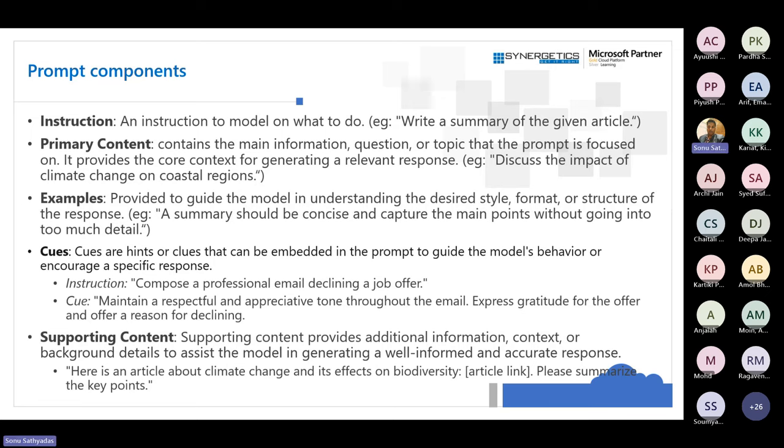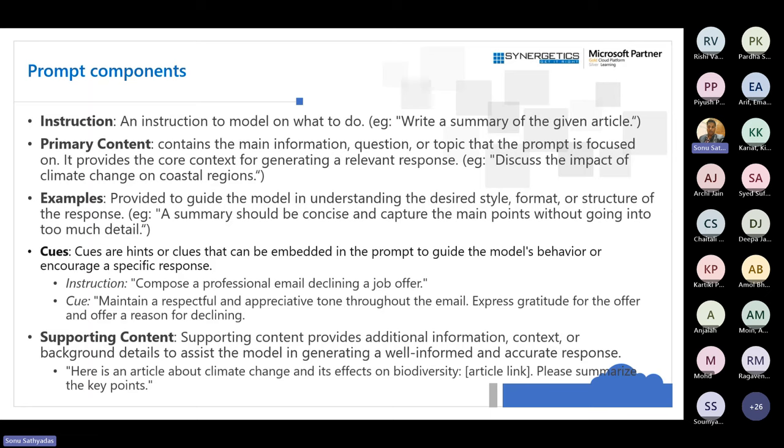The first one is instruction. An instruction tells the model what to do. That is, write a summary of a given article. Or you have given some large content and at the bottom you can say, translate this. So "translate this" is the instruction, which means you have already given the large text content and the instruction you are giving is to translate, right? Or you can say, summarize the above paragraph. So you are telling the model what to do. So in your prompt, you can include an instruction which will help the model to understand what it has to do.